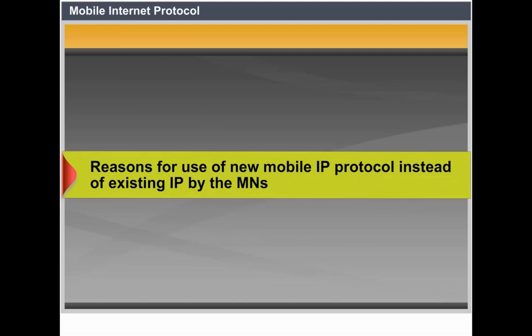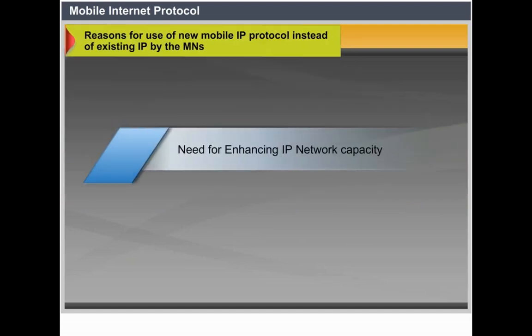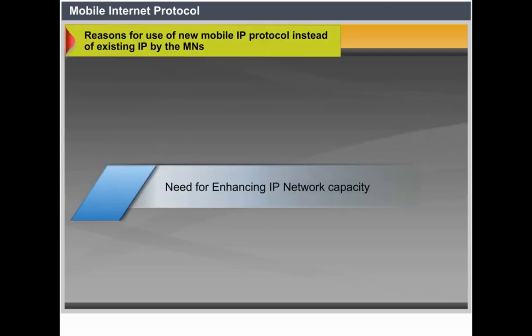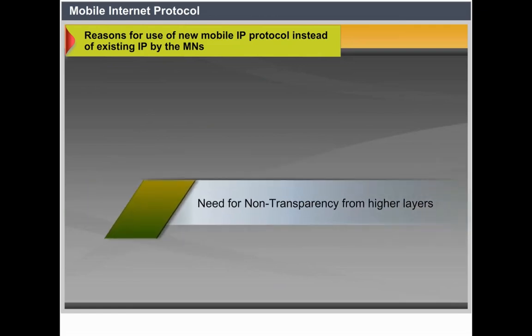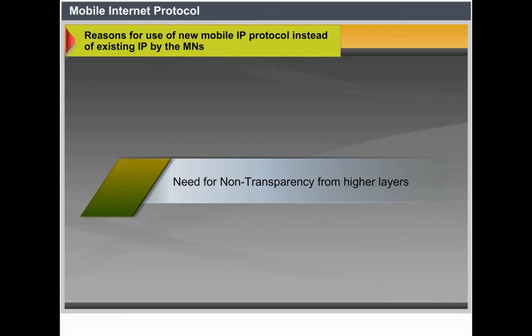Reasons for use of the new mobile IP protocol instead of the existing IP by the MNs: need for enhancing IP network capacity, security needs, and need for non-transparency from higher layers.